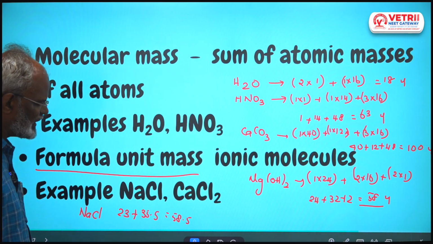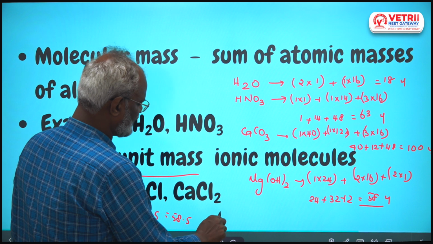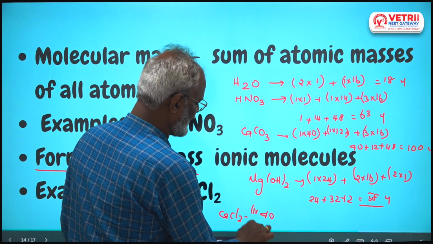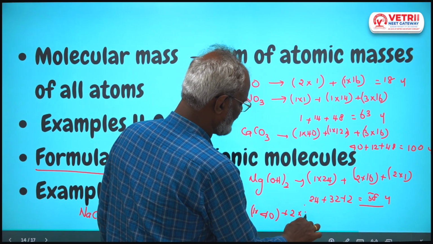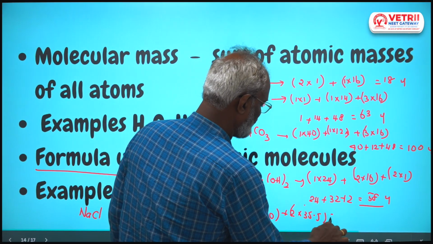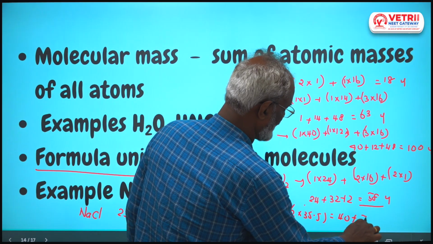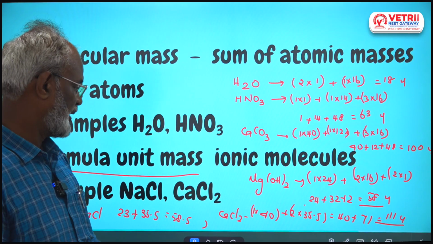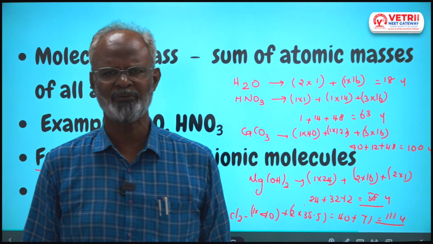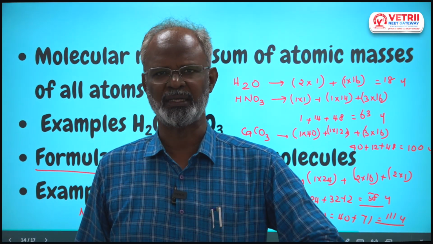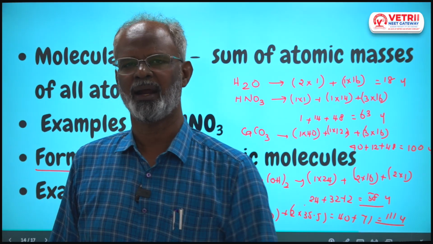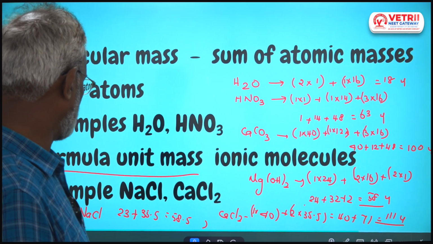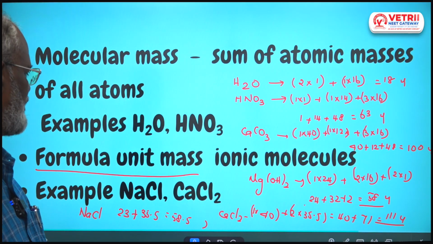For calcium chloride, calcium is 40, so 1 into 40 plus 2 into 35.5, which is 71. If you add 40 plus 71, you get 111 U for calcium chloride. So it is the same type of calculation for formula unit mass, but the only difference is that formula unit mass is for ionic substances, and molecular mass is for all kinds of substances. So this is about molecular mass and formula unit mass.